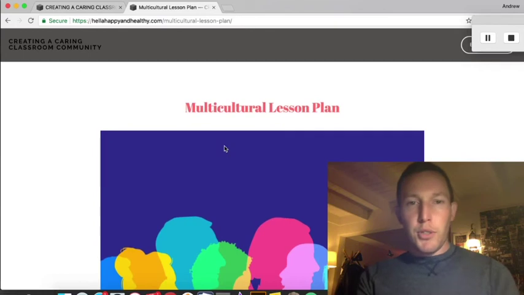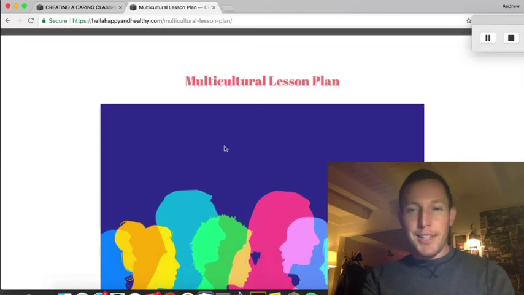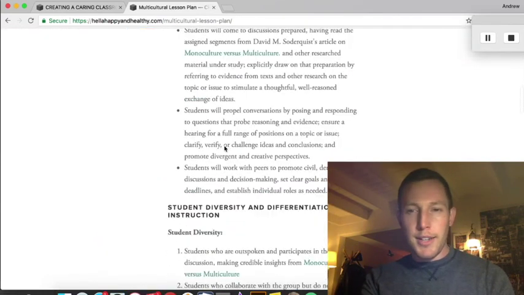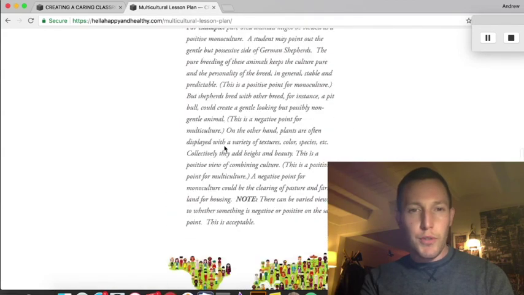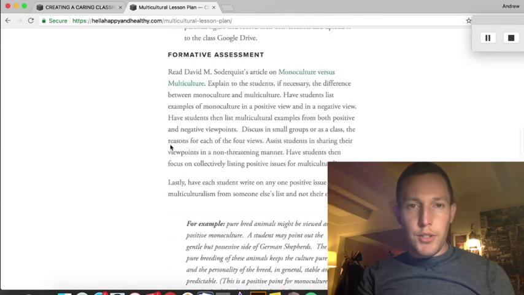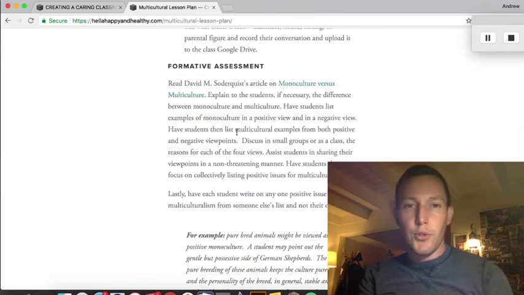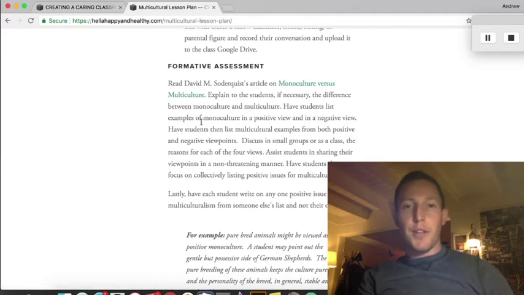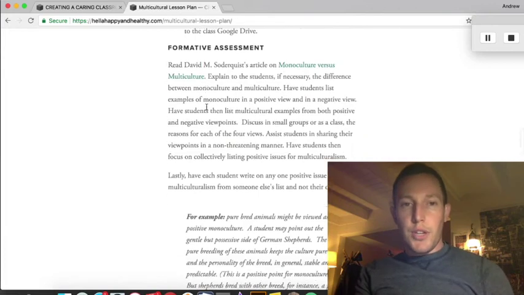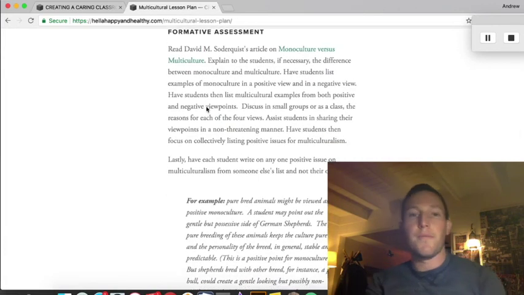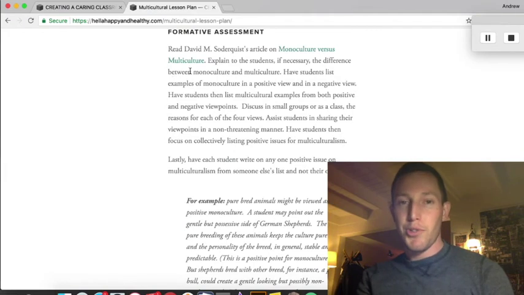So here's my multicultural lesson plan. Just a quick view of it. In this assessment, the students are going to divide into two groups, monoculture versus multiculture, and there's an article of the same title. Students are going to read that article and then discuss the pros of monoculture and the pros and cons of multiculture.